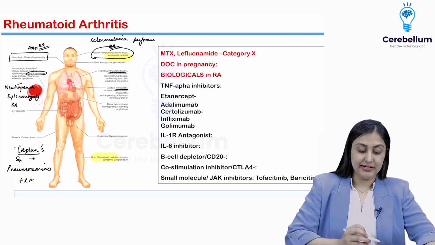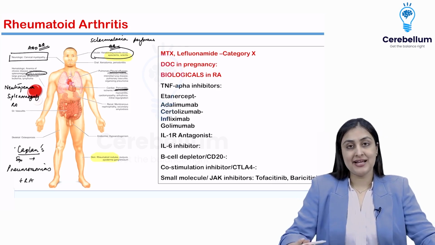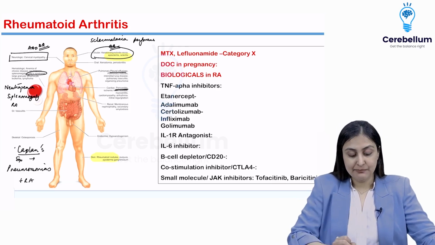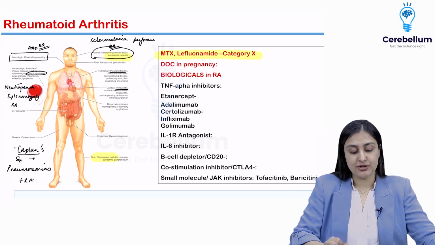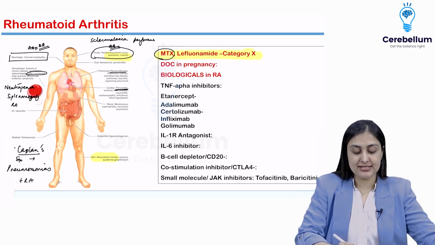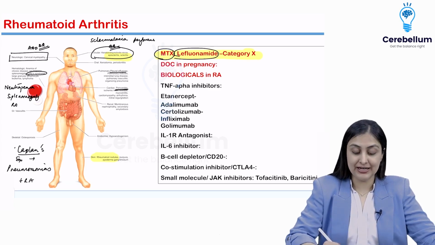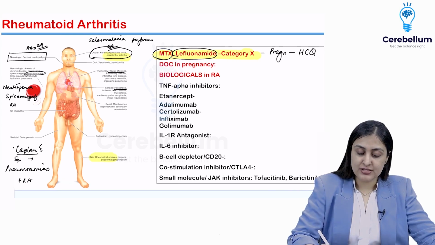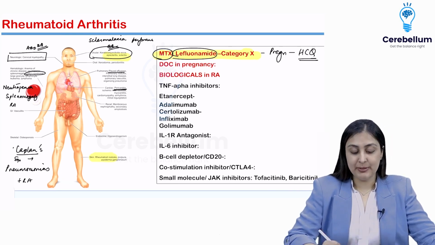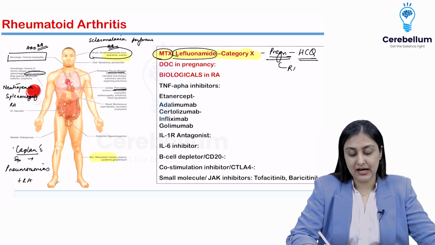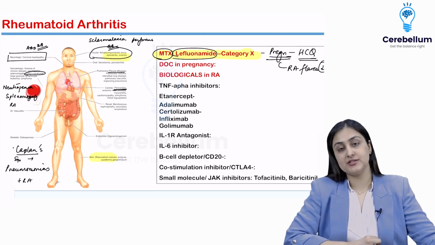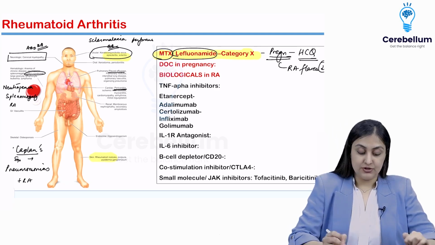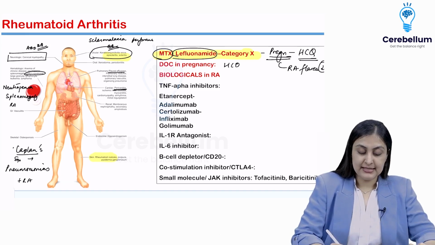Talking about treatment. So drug of choice for RA, as you know, is methotrexate, but in pregnancy contraindicated. So remember, in pregnancy methotrexate and leflunomide are contraindicated. The drug of choice in pregnancy is going to be hydroxychloroquine. And also remember that in pregnancy, usually the RA flares reduce, alright, it reduces in pregnancy. So this is about drug of choice in pregnancy, HCQ.